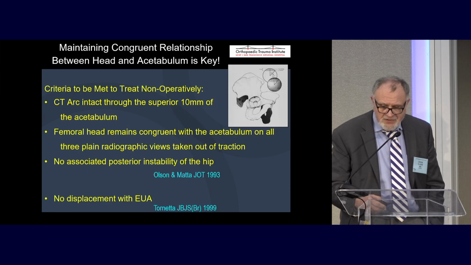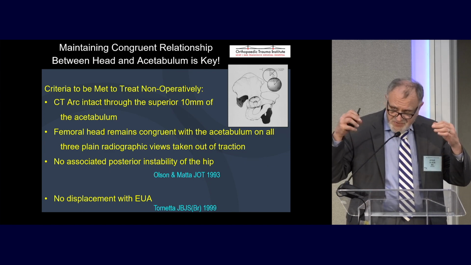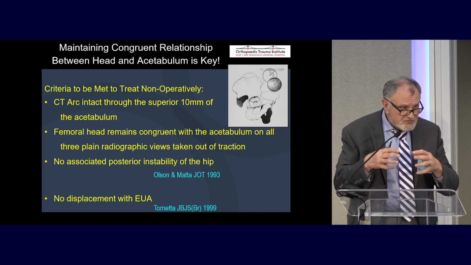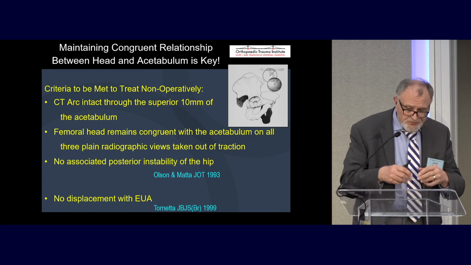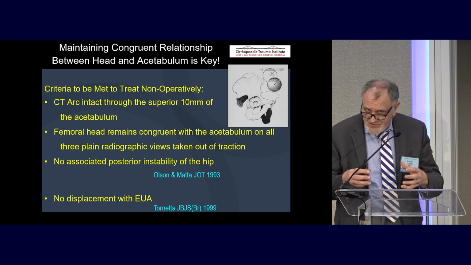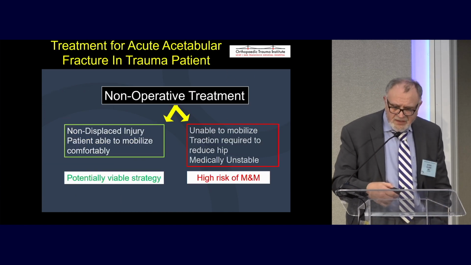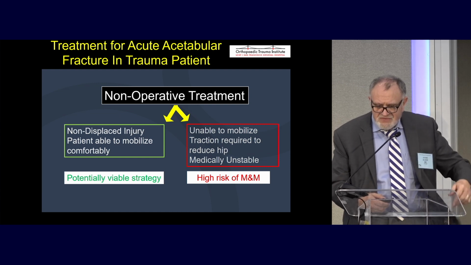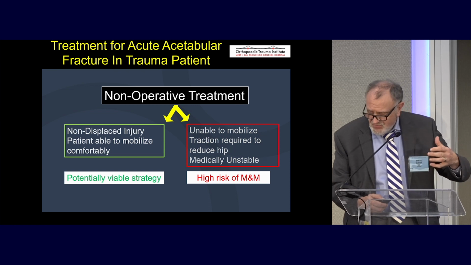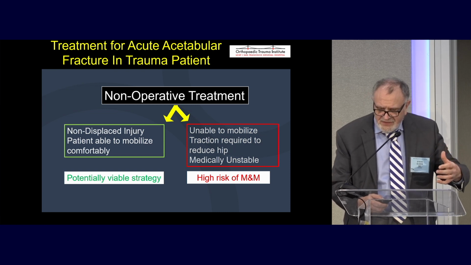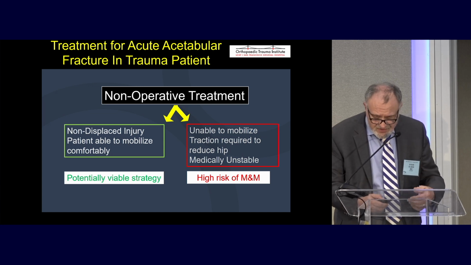So we want to think about the criteria for non-operative care, and remember it's the relationship of the superior acetabulum and the femoral head out of traction. If that relationship is maintained and the joint's stable, sometimes you need to do an exam under anesthesia to determine that, but if the joint's stable, then they can be treated non-operatively. If we do non-operative treatment, generally it's non-displaced, minimally displaced, or stable, and the patient can be mobilized and they're comfortable, that's fine. If they're not able to mobilize, it's probably not going to be a very good strategy for that patient.